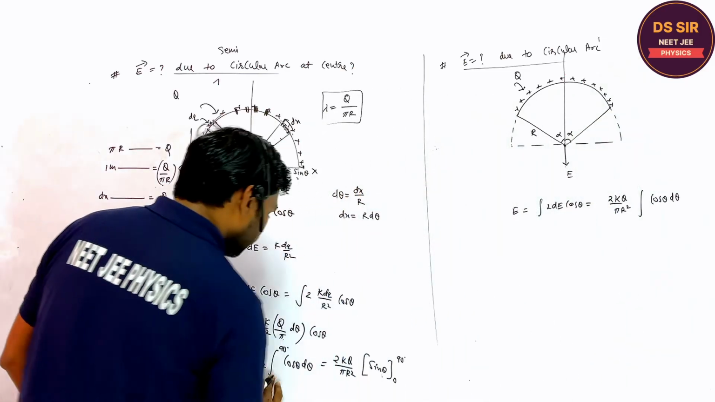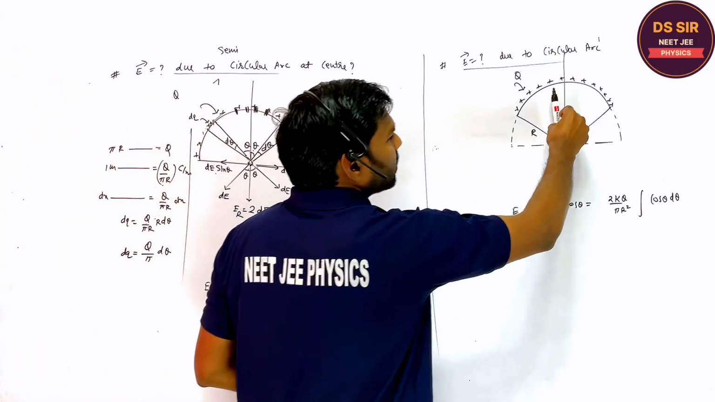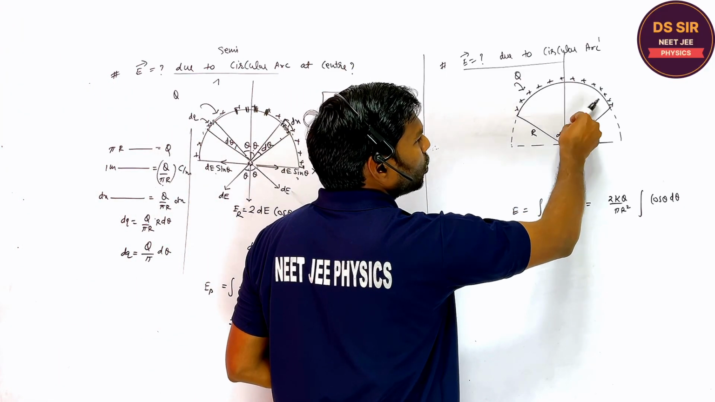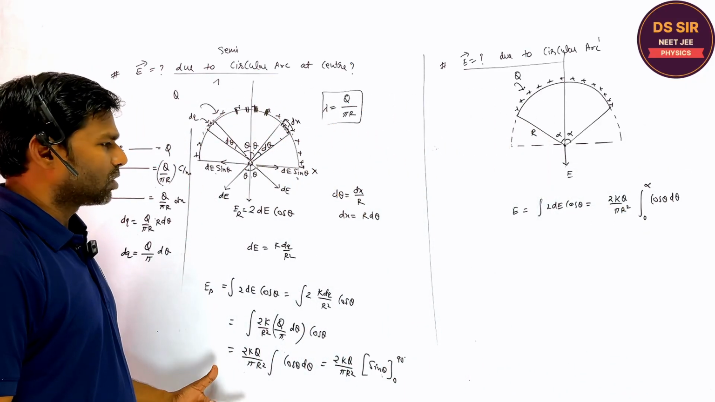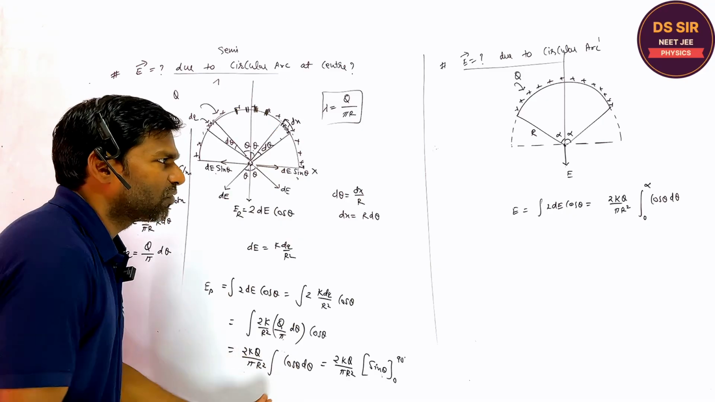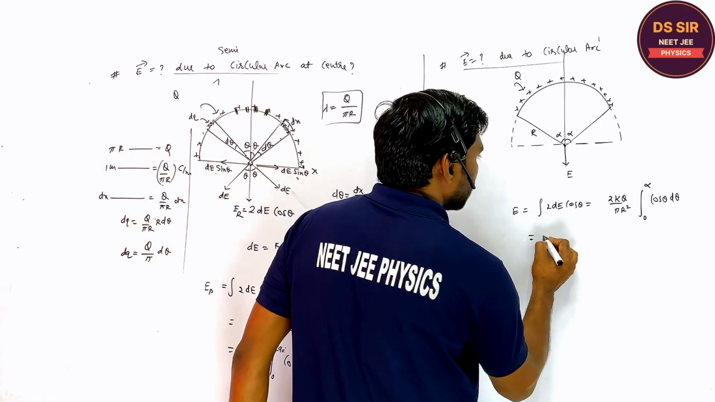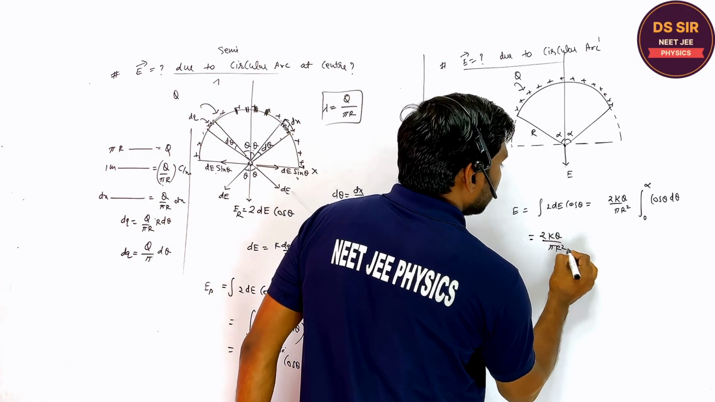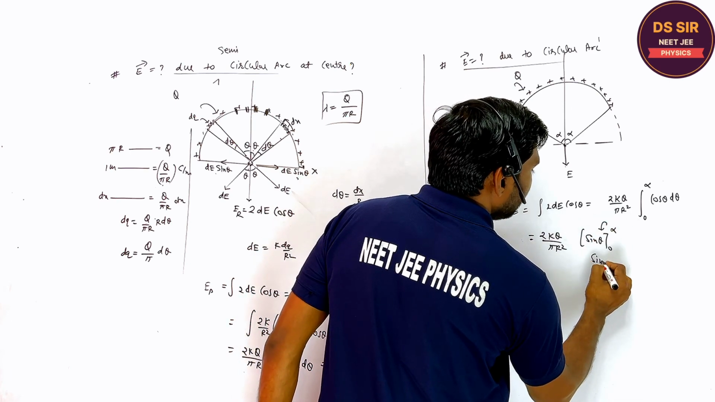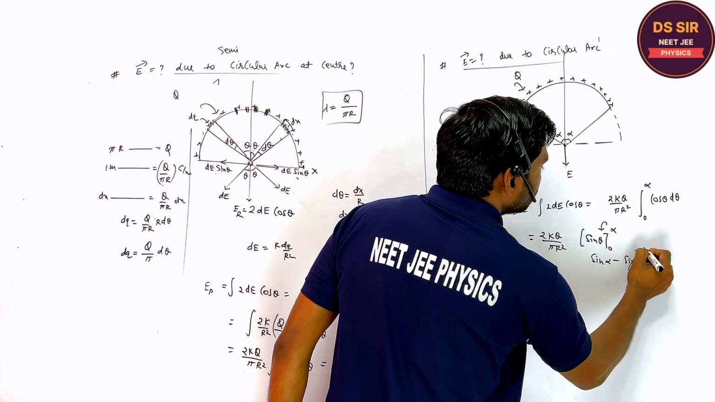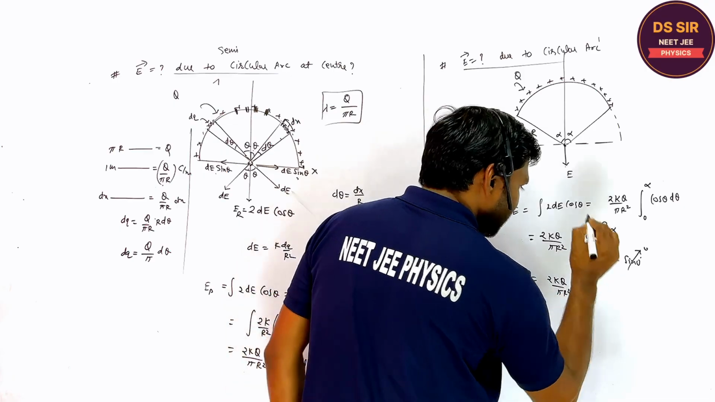Here the integration of cos theta d theta is from theta equal to 0 to 90 degrees, but here the integration will vary from 0 to alpha. 0 to alpha. You must understand this. Is it clear or not? Everything will be the same, only the limit from 0 to alpha instead of 0 to 90 degrees you have to write. Now you can write 2kq upon pi r square, and this is sine theta from 0 to alpha, right? First put sine alpha, then put sine 0. Sine 0 is 0. So the answer is 2kq upon pi r square sine alpha. Is it clear or not?